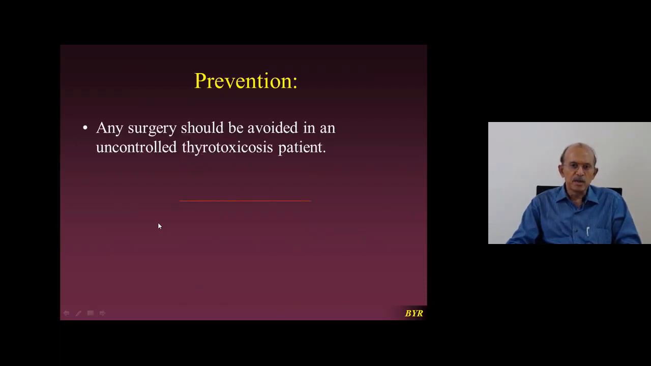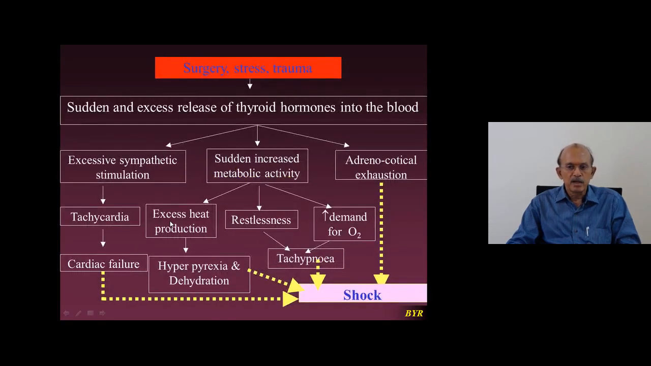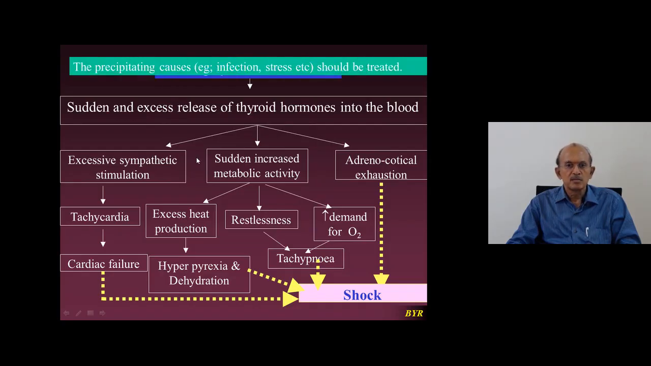Prevention: any surgery should be avoided in an uncontrolled thyrotoxicosis patient. Treatment: so this is the pathology of storm. The main factors are surgery, stress, and trauma. So these are trigger points, and you must avoid these things. If there is infection or stress, it should be treated. If you plan any surgery, that should be avoided. Then there is sudden and excess release of thyroid hormones into the blood.